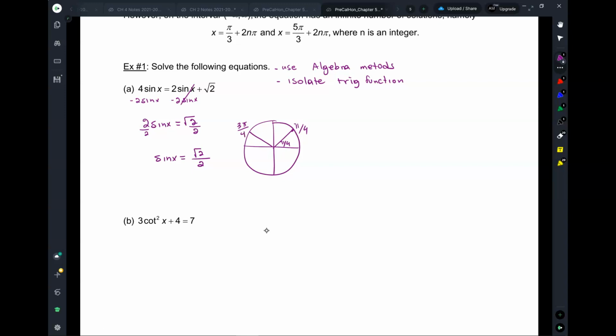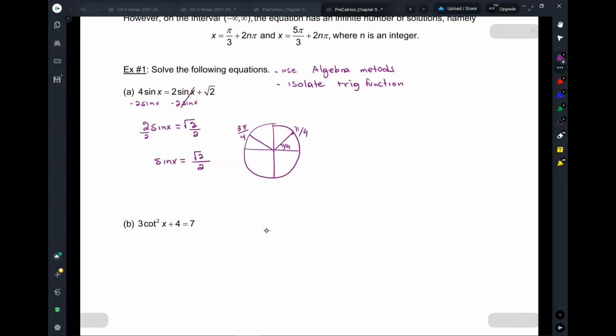Okay? So, if it tells you to just solve the equations, you have to find all the solutions from negative to positive infinity. So I say, okay, it's pi over 4 plus 2 pi n, 3 pi over 4 plus 2 pi n.